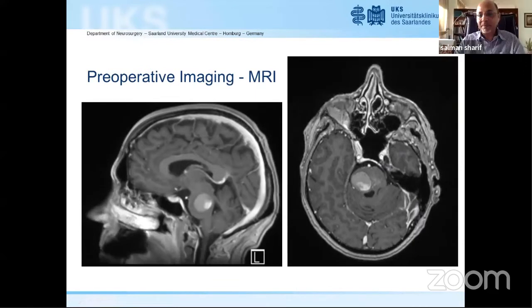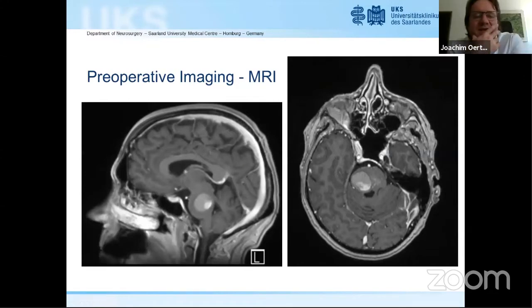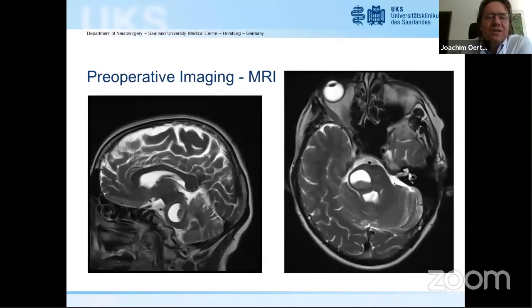You want to ask people what they think it is? Yeah, what do you think it is? It's T1 with contrast, and I have a T2 in the next slide. T2 without contrast. This is axial, this is sagittal.